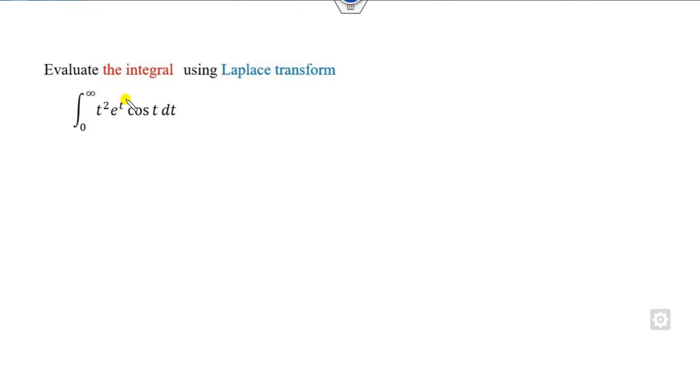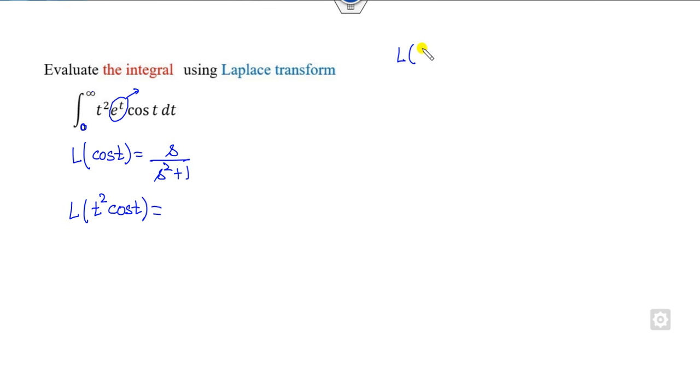Look at this another one. Again the exponential term is present and the limits are from 0 to infinity. Find the Laplace of firstly cos of t. It is s over s square plus 1. Find the Laplace of t square cos of t.